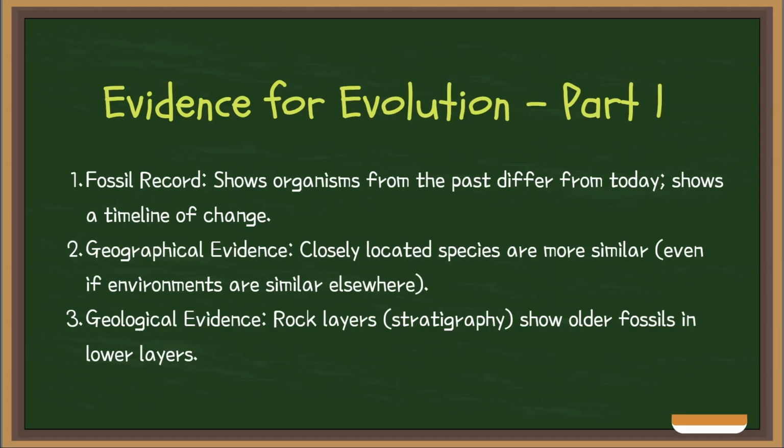Here's evidence for evolution. First, we have the fossil record, which shows organisms from the past different from today. It shows a timeline of change. Second is geographical evidence. Closely located species are more similar, even if environments are similar elsewhere. Third, geological evidence. Rock layers show older fossils in lower layers.